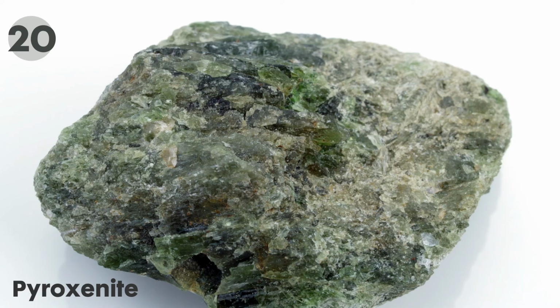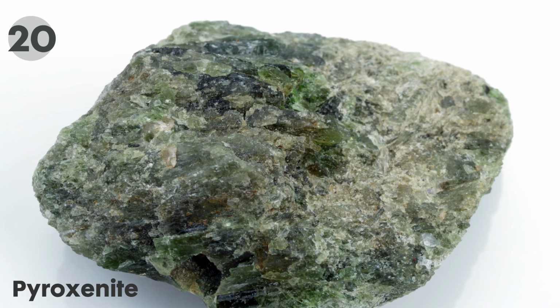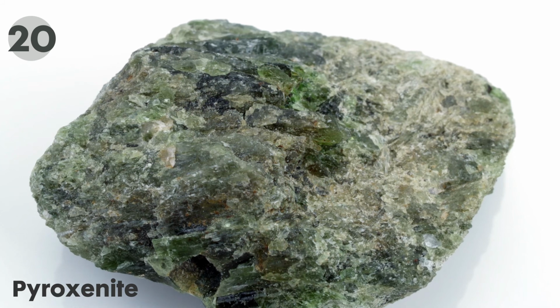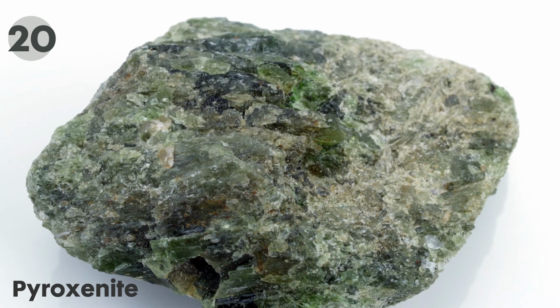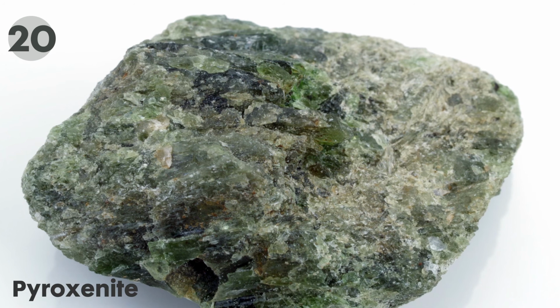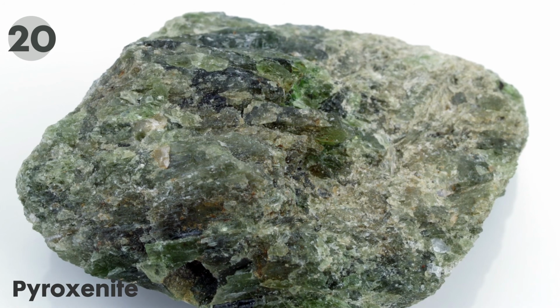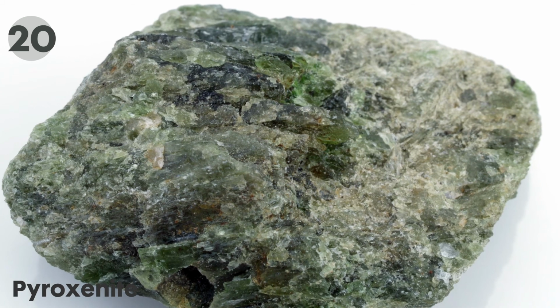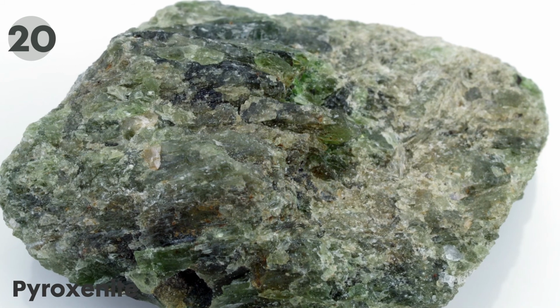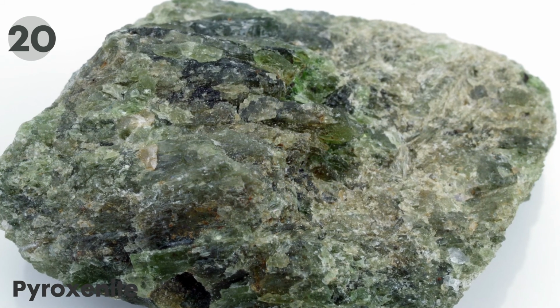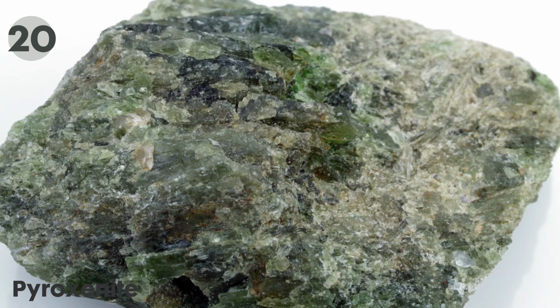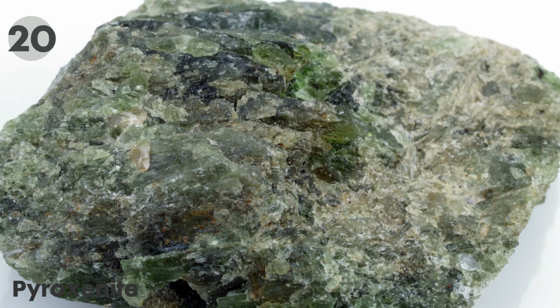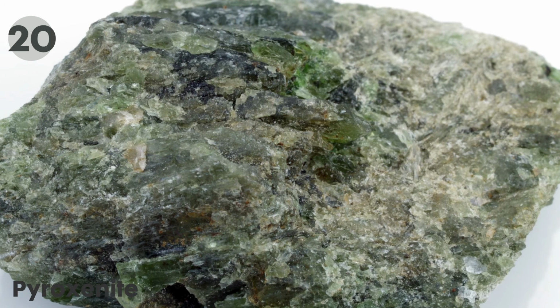Number 20, pyroxenite. This is an ultramafic igneous rock and is made of some important minerals. The most important minerals are those belonging to the pyroxene group. These include diopside, augite, bronzite, enstatite and hypersthene. It is found in large quantities in and around the Hudson River, North Carolina. It also can be found in Baltimore, New Zealand and also in Saxony.